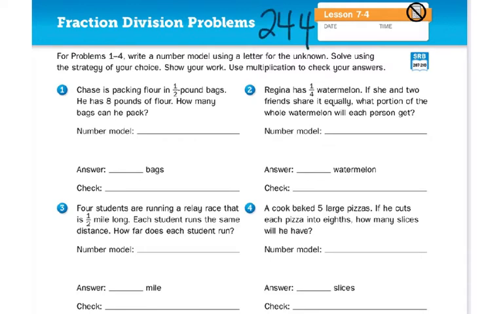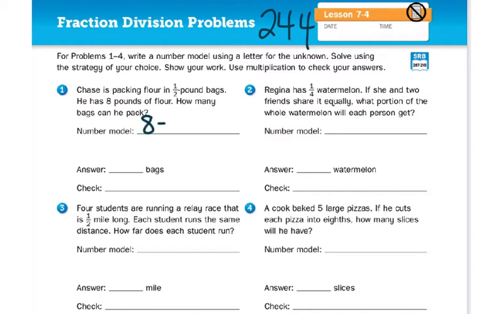It says, for problems 1 through 4, write a number model using a letter for the unknown, what's called the variable. Solve using the strategy of your choice. Show your work. Use multiplication to check your answers. So let's go ahead and begin with number 1. Chase is packing flour in half-pound bags. He has 8 pounds of flour. How many bags can he pack?